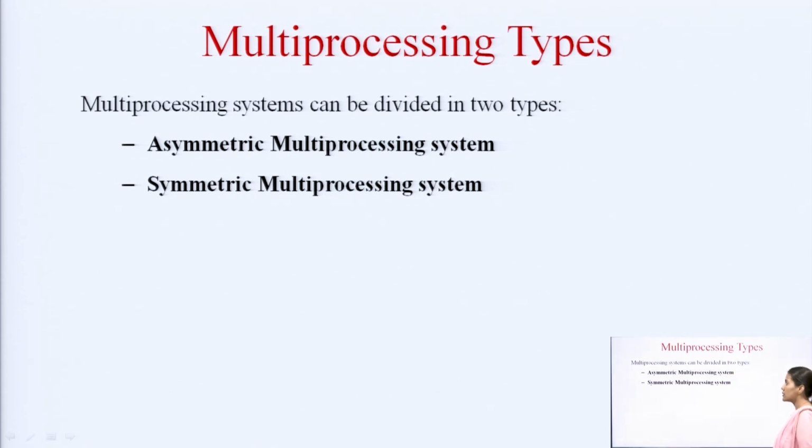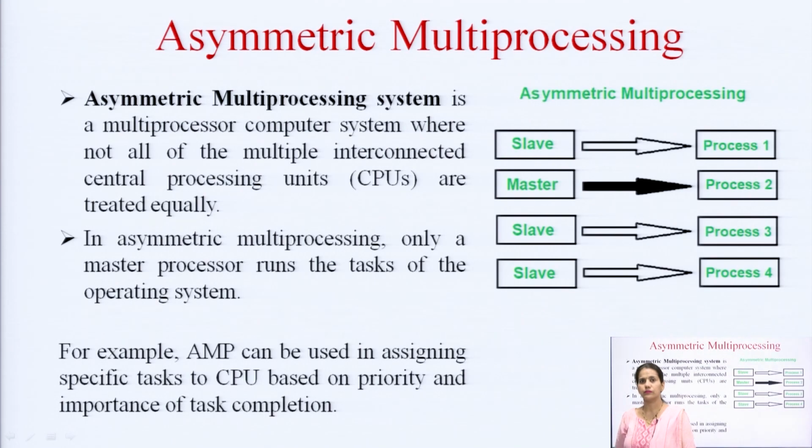We can categorize the multiprocessing systems into two types, that is asymmetric multiprocessing system and symmetric multiprocessing system. So, let us understand what are the differences between these two. When we talk about asymmetric multiprocessing system, as the name is suggesting, the term asymmetric means there must be some asymmetry in the system. Let us understand what is the asymmetry in this.